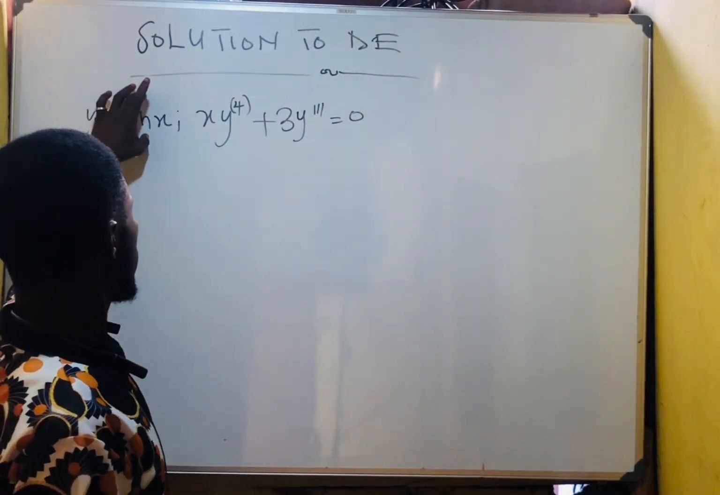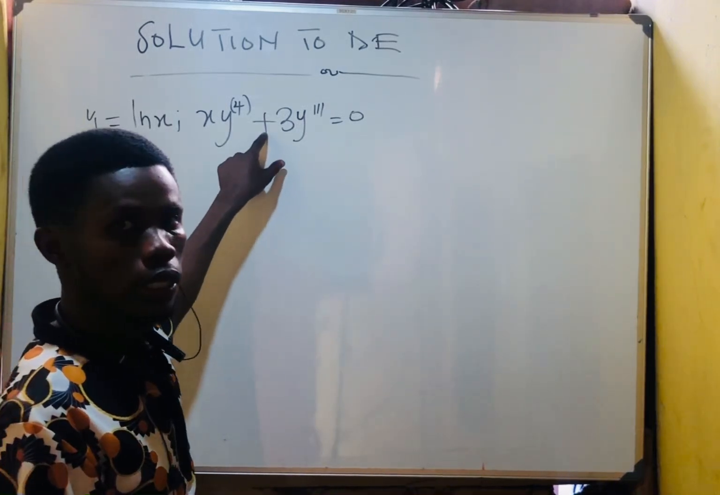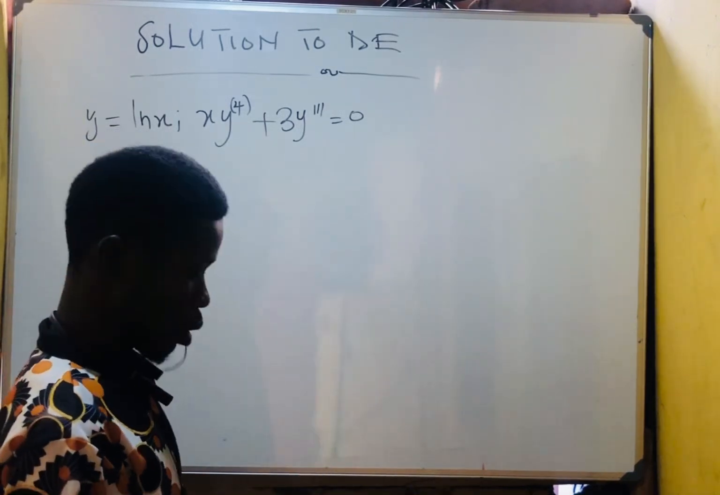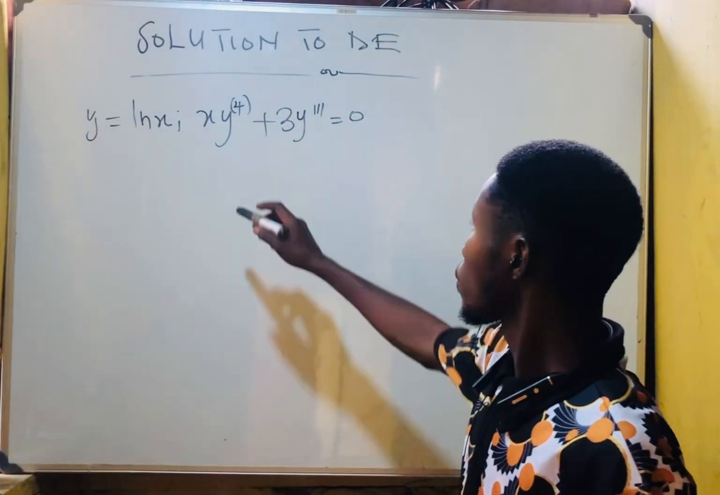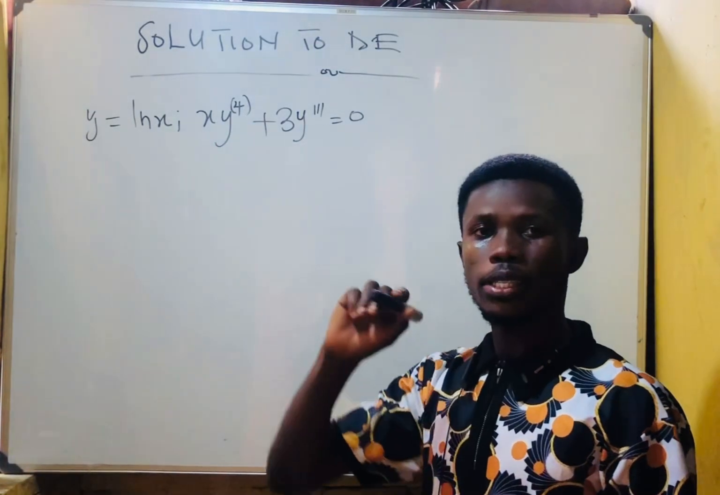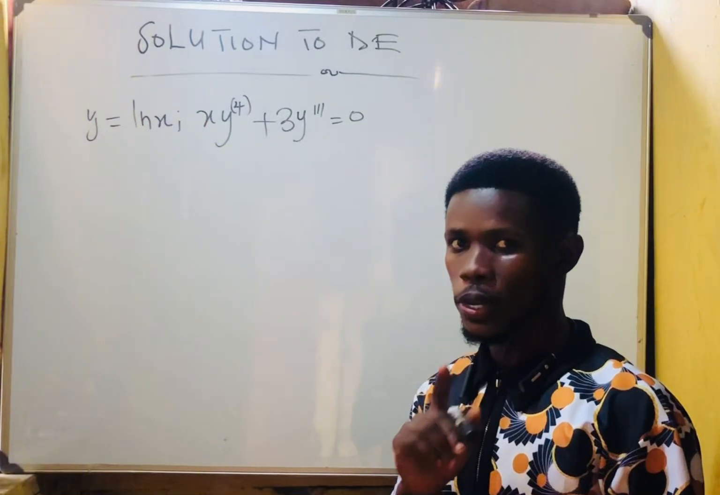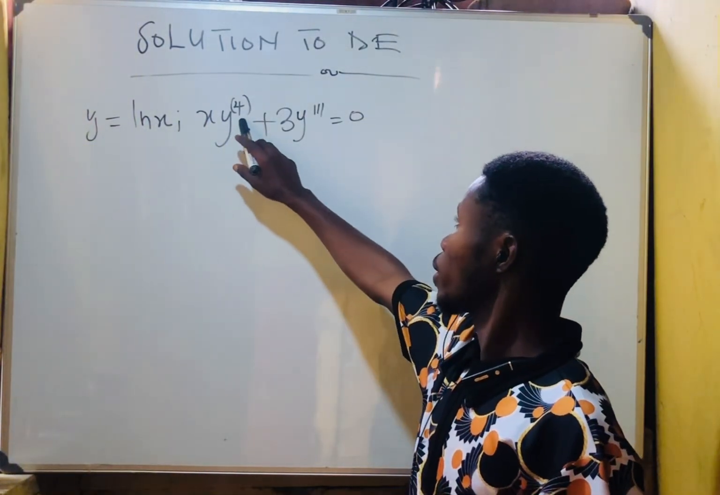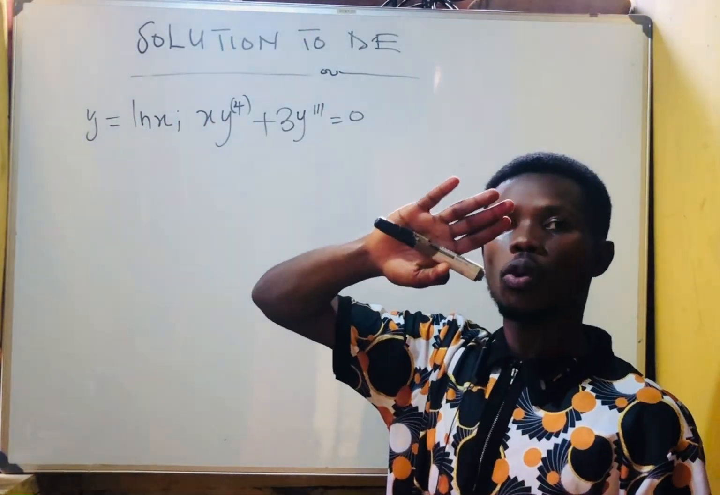Now we want to see whether this one will be a solution to this differential equation. So let's see. x multiplying y to the power 4. This is not even a power. Remember I told you that this means that you are differentiating this one 4 times.